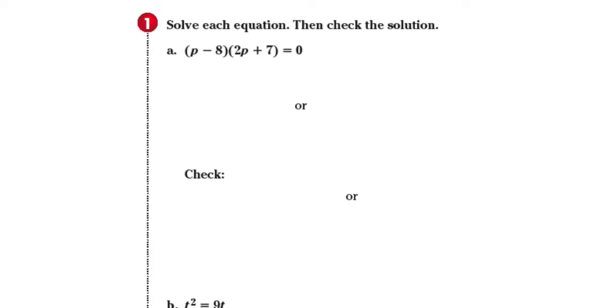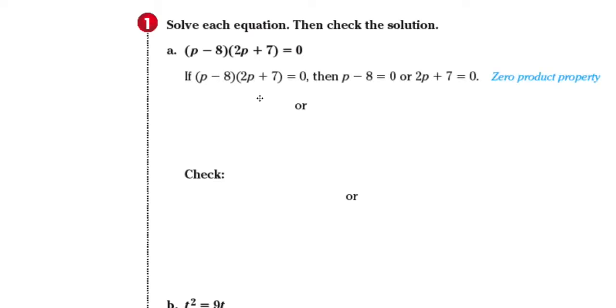Again, the zero product property. Using the zero product property, we can solve (p minus 8)(2p plus 7) equals 0, because we can say that p minus 8 is equal to 0, or 2p plus 7 is equal to 0. So p minus 8 equals 0 gives p equals 8. 2p plus 7 equals 0 gives p equals negative 7/2.